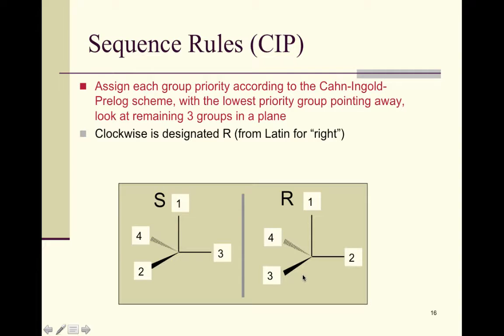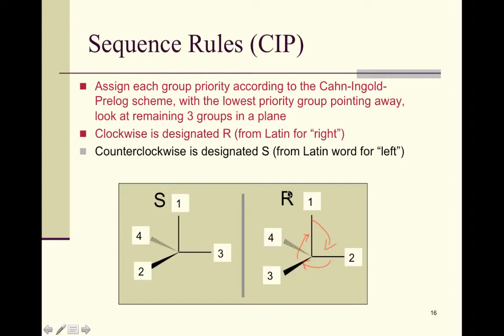Let's take a look, though, at how we're going to see R and S. Since our lowest priority is away from us, we only look at these 3 here. Notice that if I were to go in order, number 1 starts here, and to get to number 2, I have to go in a clockwise direction. To get number 3, I continue the clockwise direction, and again, we're not looking at number 4, that's behind us. Notice that the order of 1, 2, and 3 in priority is going in the right-hand direction, the clockwise direction. So this molecule would be R.